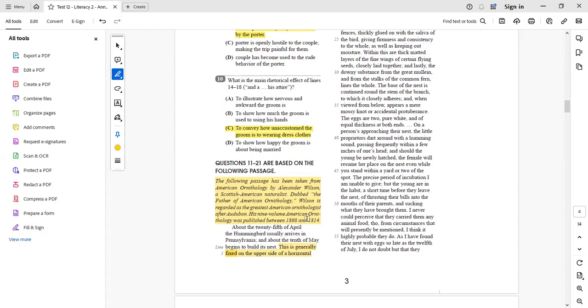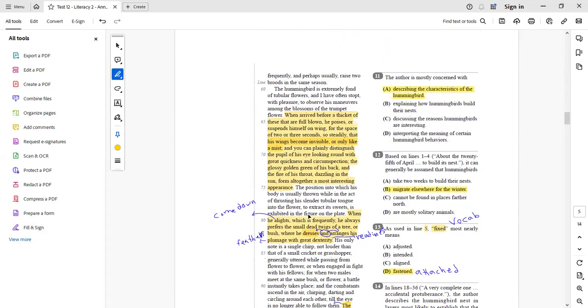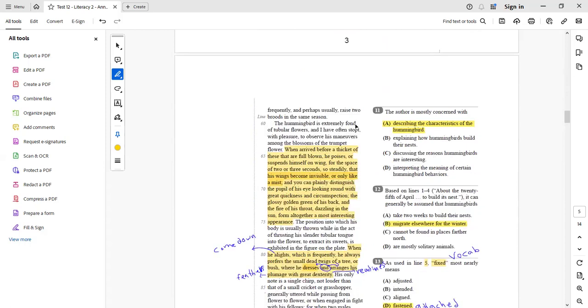Now we're going to go to the question according to the mistakes of the people in front of me. Of course, I don't have 11. No, 11 is marked. It says, the author is mostly concerned with. The author is most concerned with.